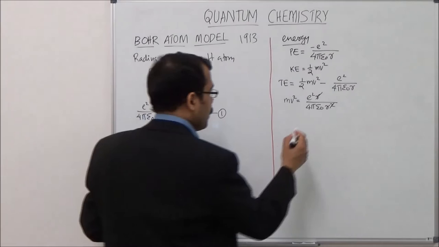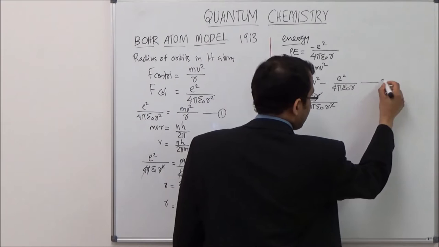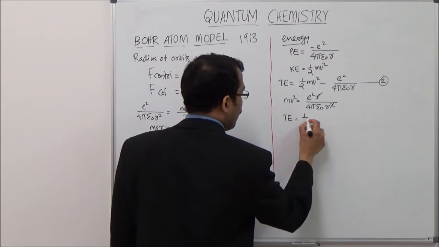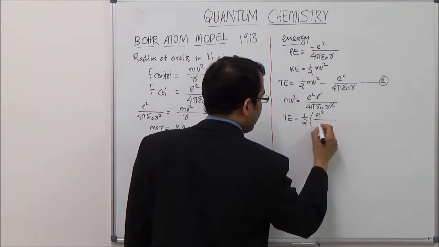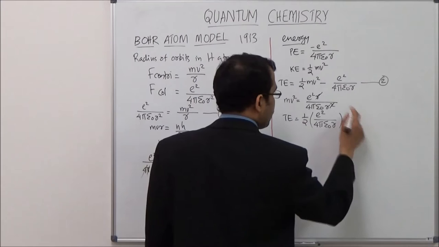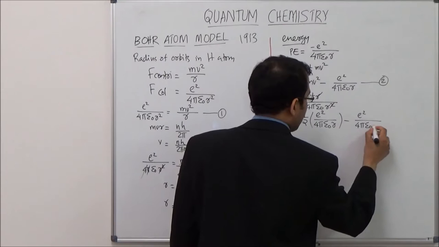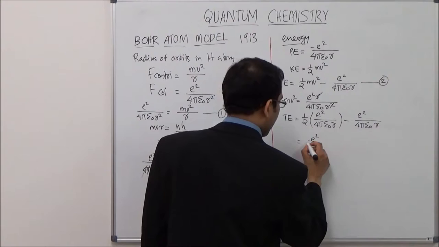Now let us substitute the value of mv square in this equation. Let me call this equation number 2. So total energy is equal to half mv square minus e square divided by 4 pi epsilon 0 r, which is e square divided by 4 pi epsilon 0 r minus e square divided by 4 pi epsilon 0 r. That is equal to minus e square divided by 8 pi epsilon 0 r.